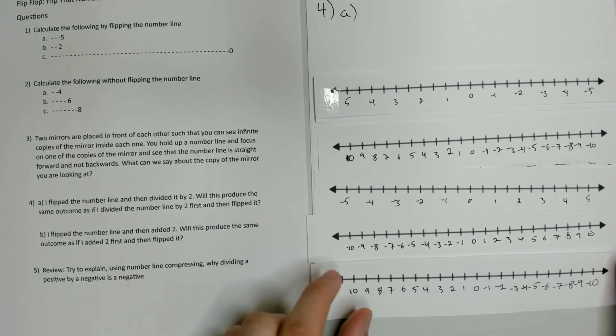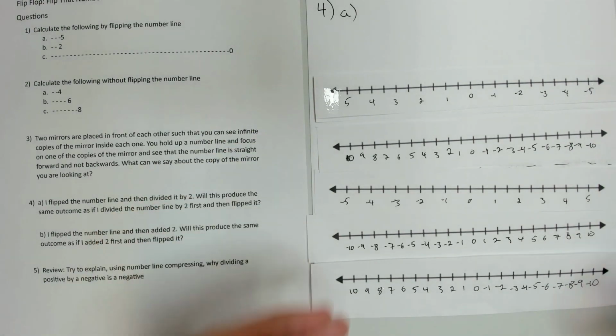Just like so. So now it's asking, are these the same two outcomes? For this one, we flipped it first, right? And then we divided it by 2. Whereas for this one, we divided it by 2 and then applied the negative, hence flipping it. Well, we see that, yes, it does give us the exact same outcome. And we can even check with a couple numbers.